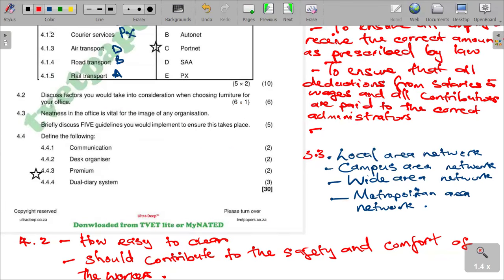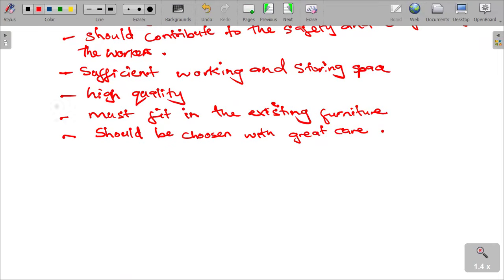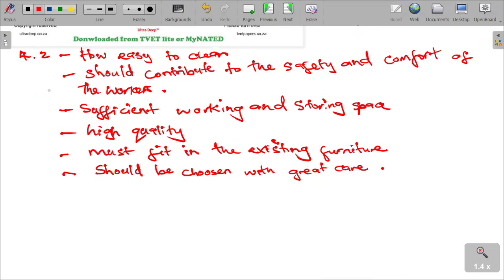Let's go to 4.3. Neatness in the office is vital for the image of any organization. Briefly discuss 5 guidelines you would implement to ensure this in the workplace. Right. So here we are going to discuss guidelines to implement a clean workplace.